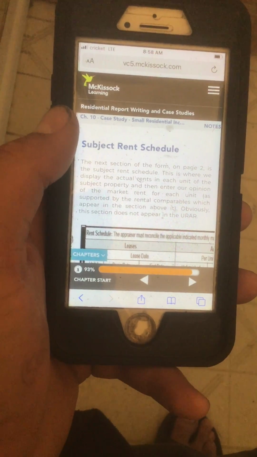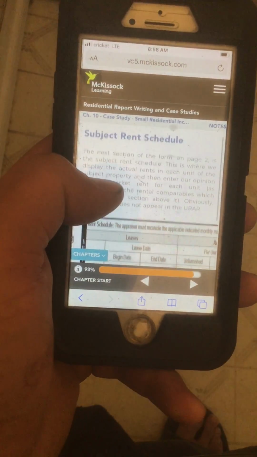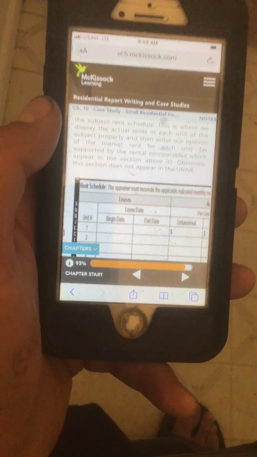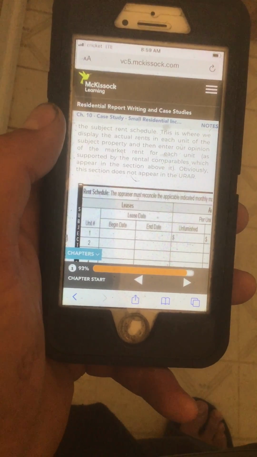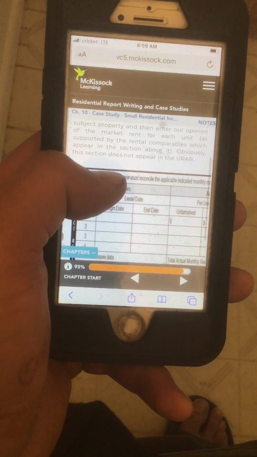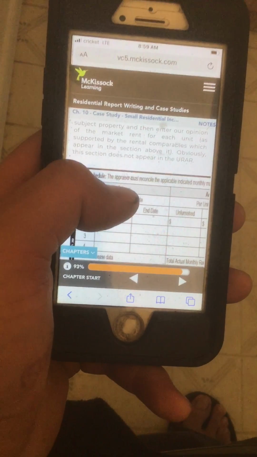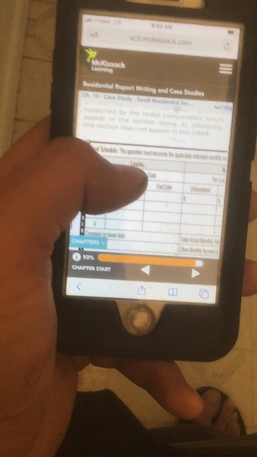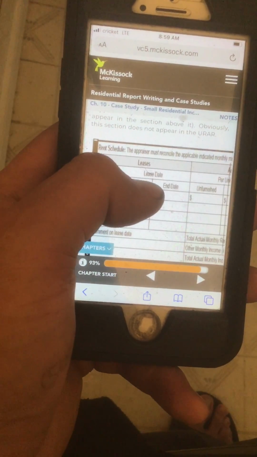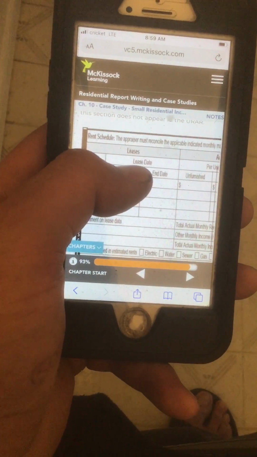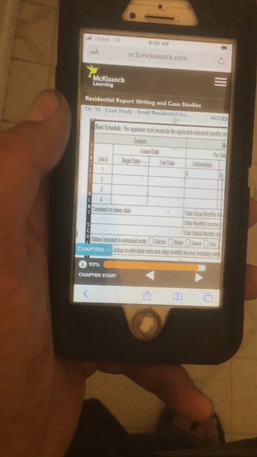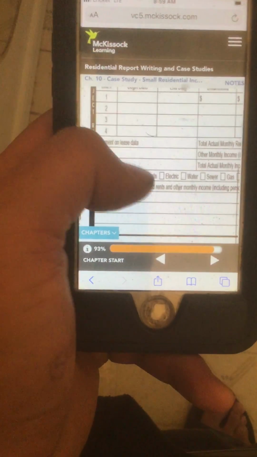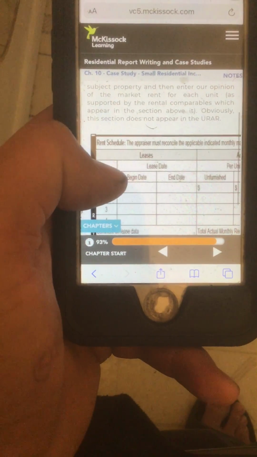Subject rent schedule. The next section of the form on page 2 is the subject rent schedule. This is where we display the actual rents in each unit of the subject property and then enter our opinion of the market rent for each unit as supported by the rental comparables, which appear in the section above it. Obviously, this section does not appear in the URAR. This whole section is called the subject rent schedule. It talks about rent schedule.